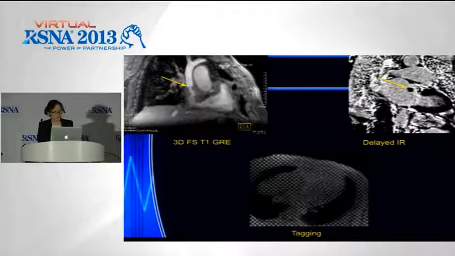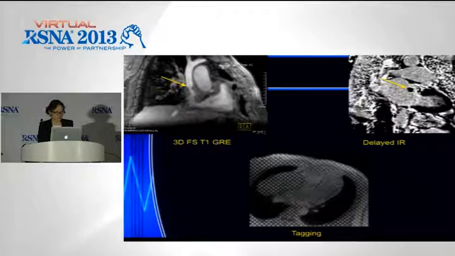We can do more delayed imaging, so our standard, what we would use for a viability assessment, so delayed inversion recovery imaging, about 10 minutes post-contrast. And in this example, we can see a small filling defect in the left atrium, which is not enhancing at all. So this is an example of a thrombus.